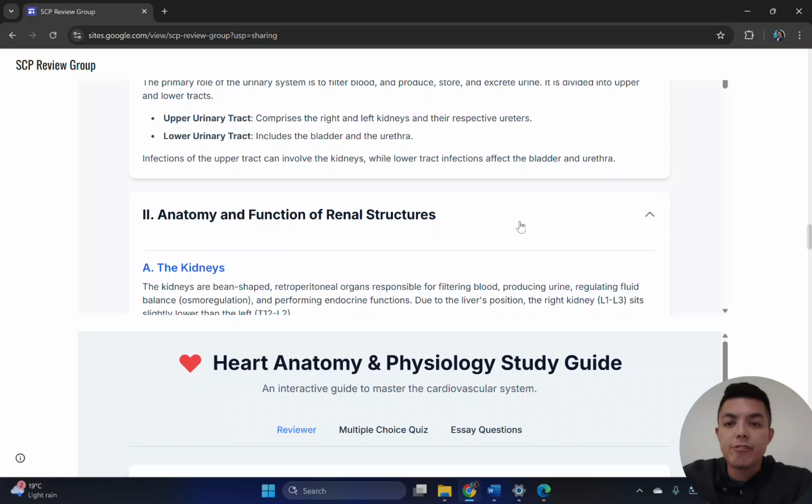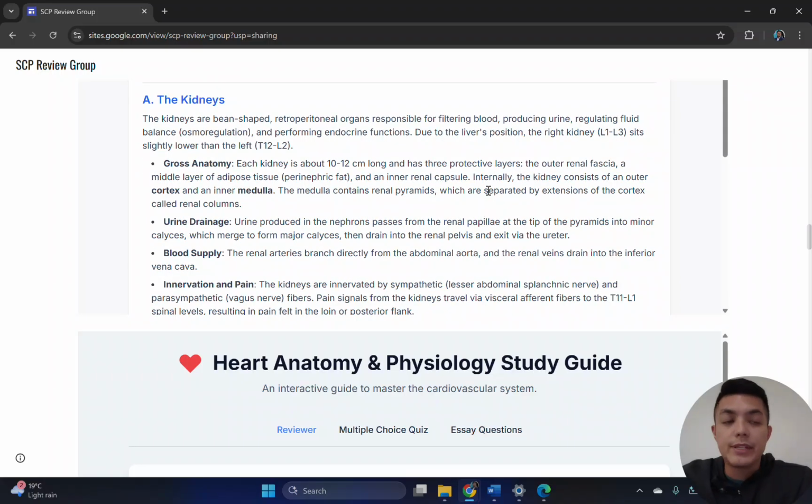Next is the anatomy and function of renal structures. The kidneys are bean-shaped retroperitoneal organs responsible for filtering blood, producing urine, regulating fluid balance, which is also termed osmoregulation, and performing endocrine functions. Due to the liver's position, the right kidney will be at the level of L1 to L3 and sits slightly lower than the left, which is at T12 to L2.